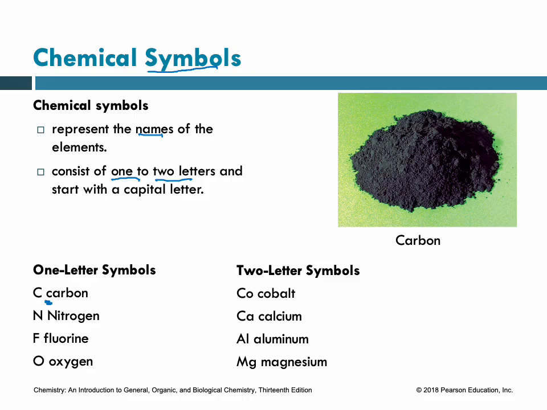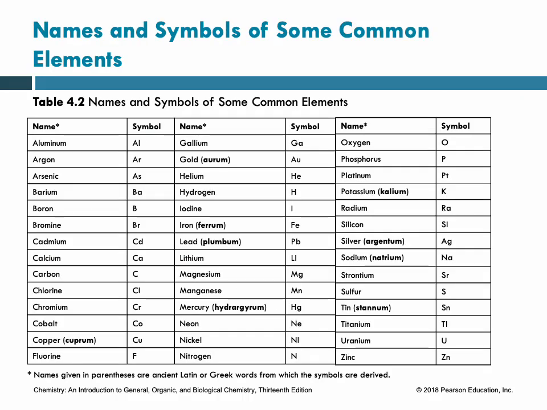But sometimes some of these elements are represented by a two-letter symbol. In this two-letter symbol, the first letter is always written in capital and the second is always written in lowercase. So cobalt is Co. It's not C because C is already taken by carbon. Calcium is Ca. Aluminum is Al. Magnesium is Mg. So these are two-letter abbreviations that are also used.